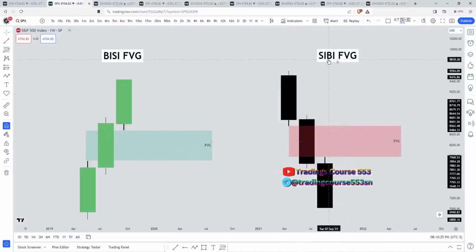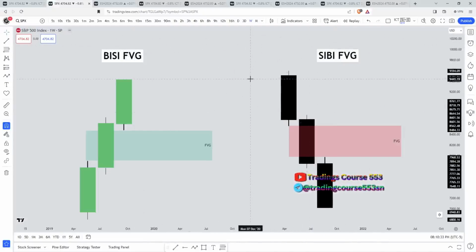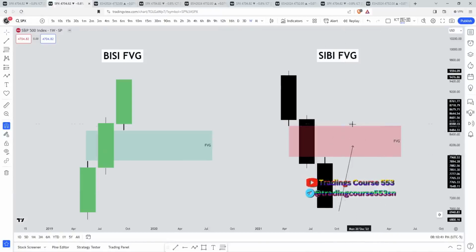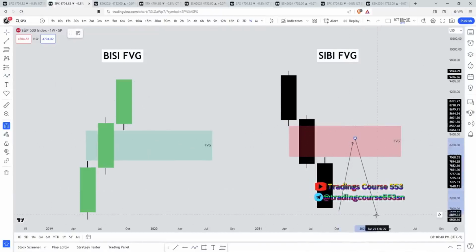So this is called a SIBI, a sell side imbalance, buy side inefficiency. It is a bearish fair value gap. It's just the labels that ICT gives it. So in this example, if price were to pull back into here in the model, you'll see that later in the series, this is an area within the specific model that we're going to be looking at where we anticipate for price to reverse and start to continue lower.